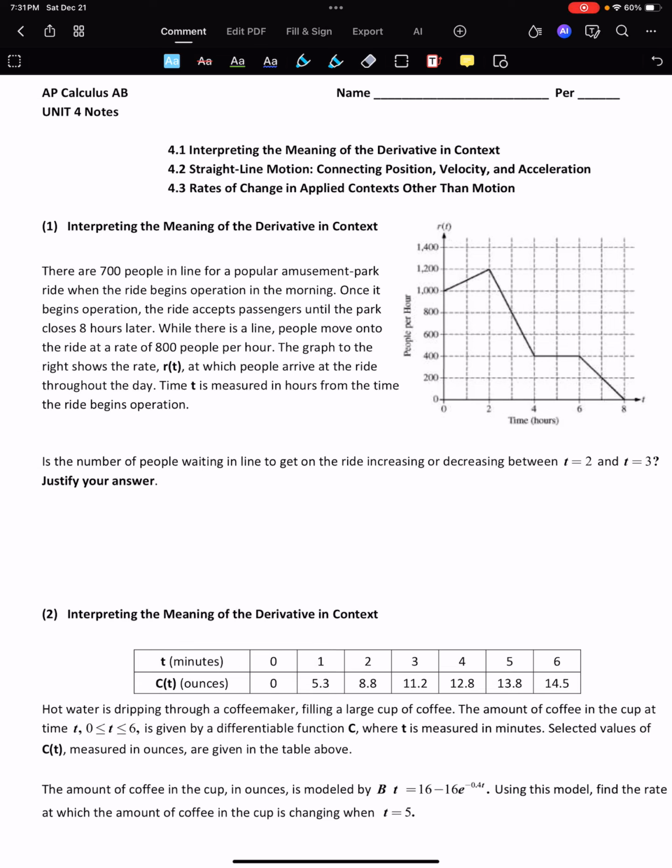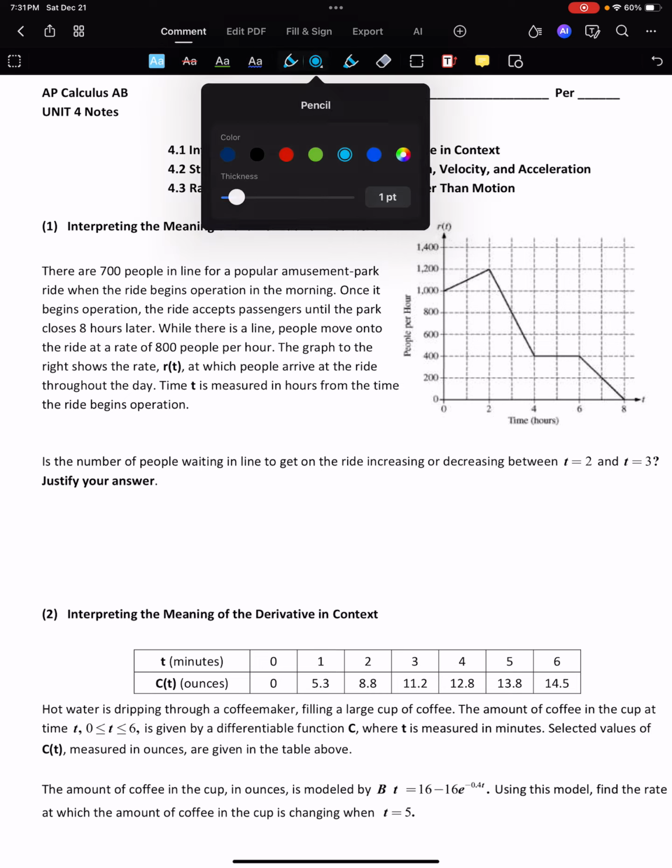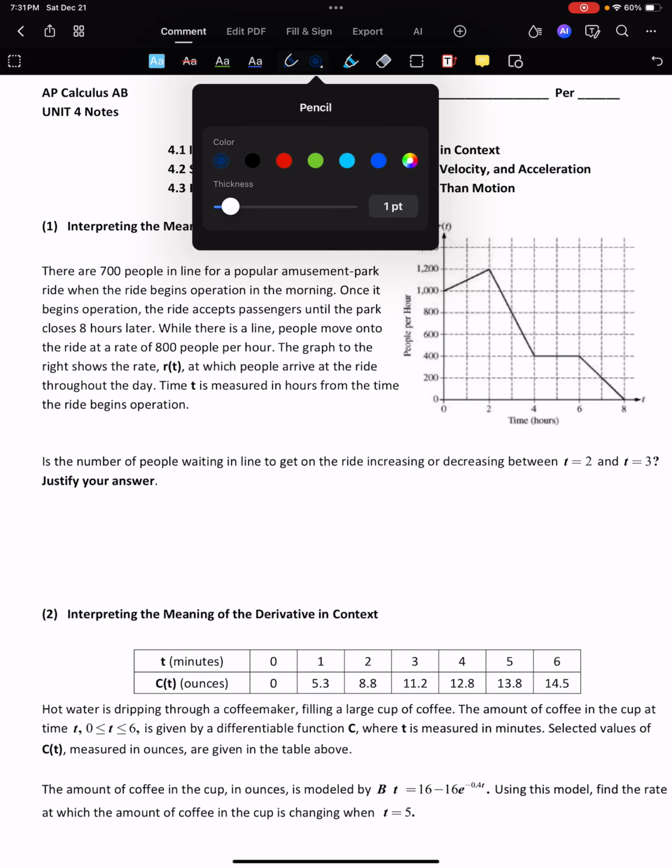We're going to be solving a problem relating to interpreting the meaning of the derivative in context. So this should help for AP Calculus A, B, and BC. I believe this is Unit 4, so it should help for Unit 4, primarily 4.1 to 4.3. So let's get started. The biggest thing to do here is to just identify the information given.